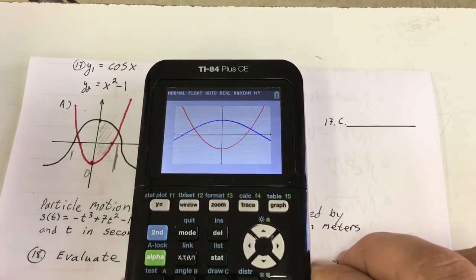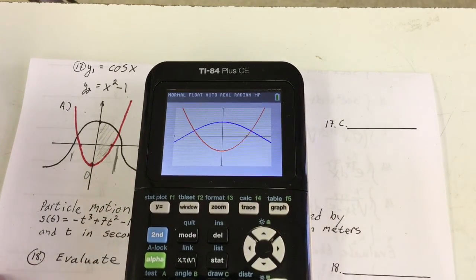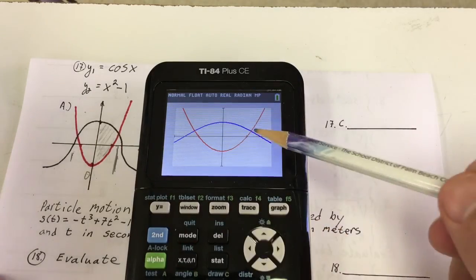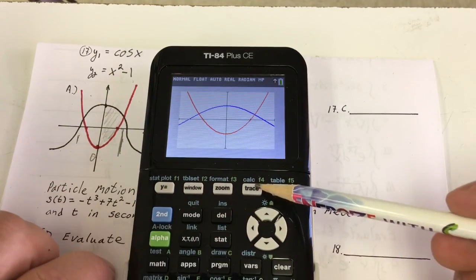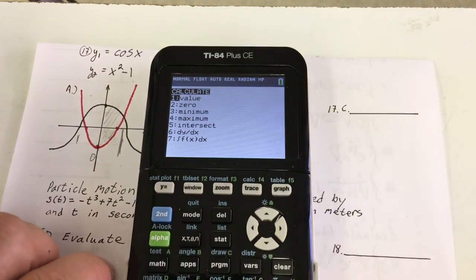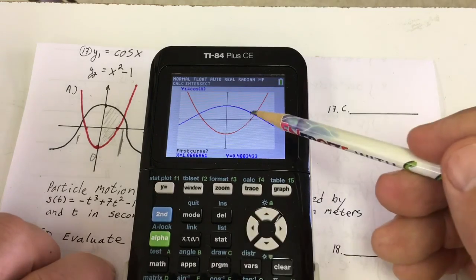You know, my picture's not as good as theirs. Maybe theirs is a little off. Now I have to find out where they intersect right there. Right where they intersect, that's what I'm looking for. So I'm going to hit second calc, and I'm going to go down to intersect, which is number 5. And now I'm going to go a little close and hit enter.